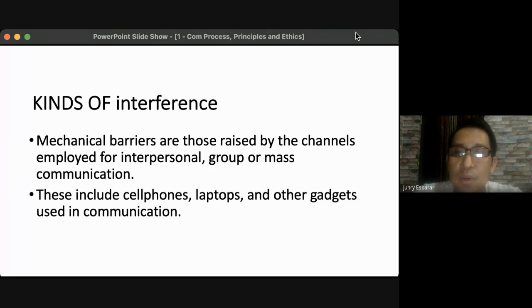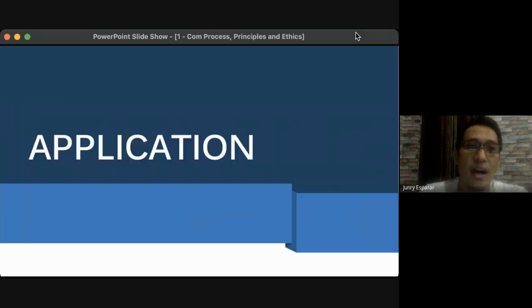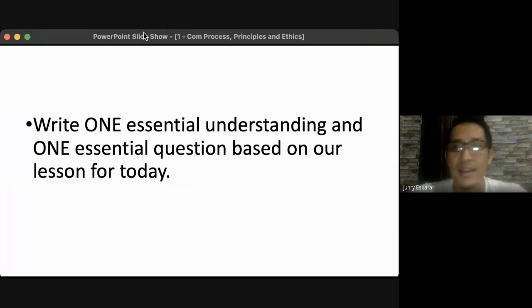So it's very important to familiarize yourself with the platform that you are using, especially now that we are using virtual engagement most of the time. You have to be aware, like how to share screens, how to behave when you are on an online platform. These are things that we also have to consider when communicating. So that's the end of my presentation.